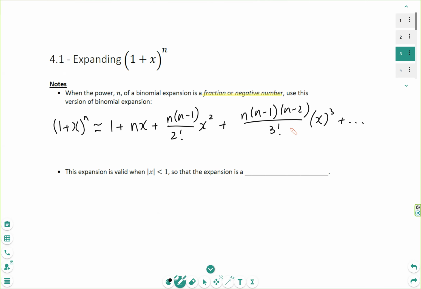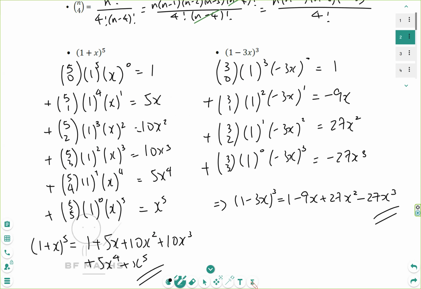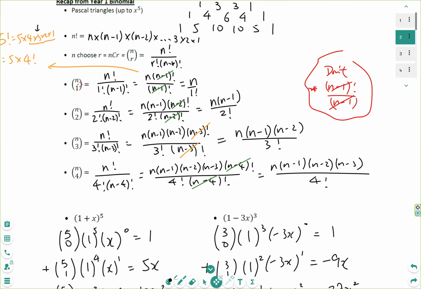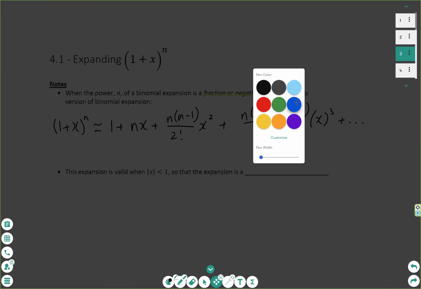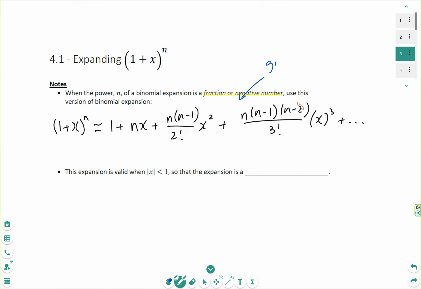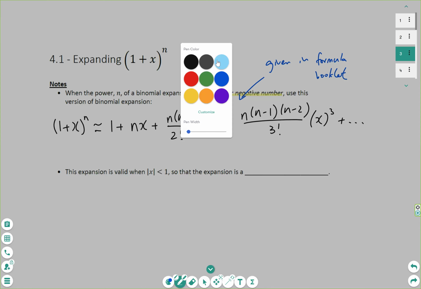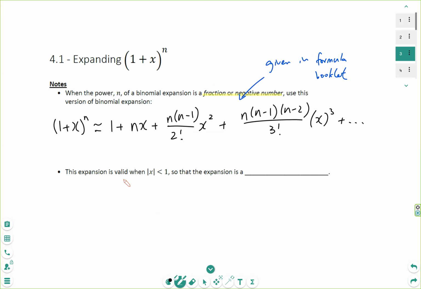Now, does this look really familiar? Yes, these are the coefficients from what we derived earlier. n choose 0, n choose 1, n choose 2, n choose 3, right? But do you have to remember it? Not really, because these are all given in the formula booklet. Okay. So the expansion is valid when the modulus of x is less than 1. So this modulus of x is less than 1, so that this expansion is a converging series.